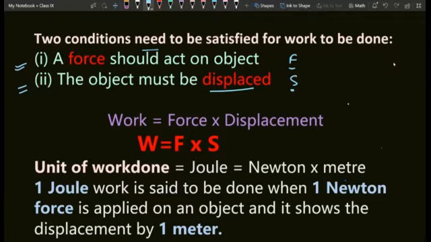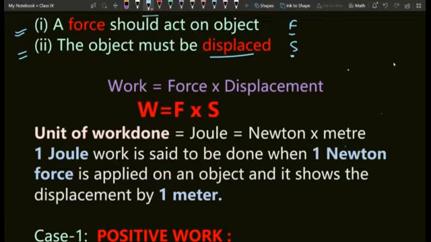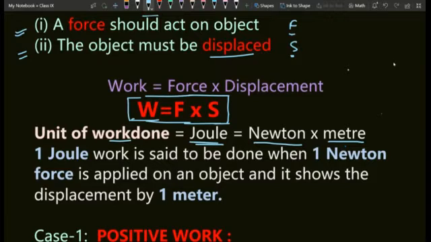The formula for work done is work is equal to force into displacement. W is equal to F into S. Okay. So W is equal to F into S is the formula for work done. Now, the unit of work. You see, the unit of force is Newton. The unit of displacement is meter. So Newton meter is called joule. So joule is the unit of work done.